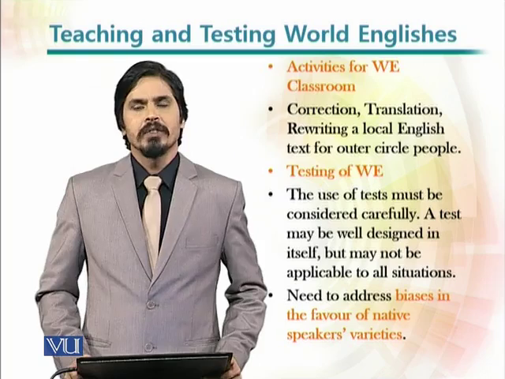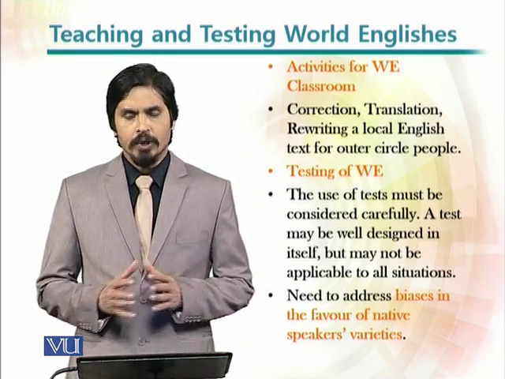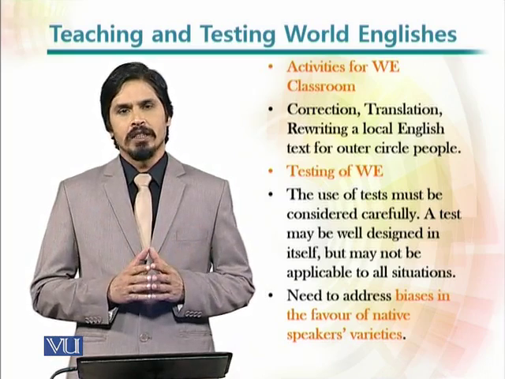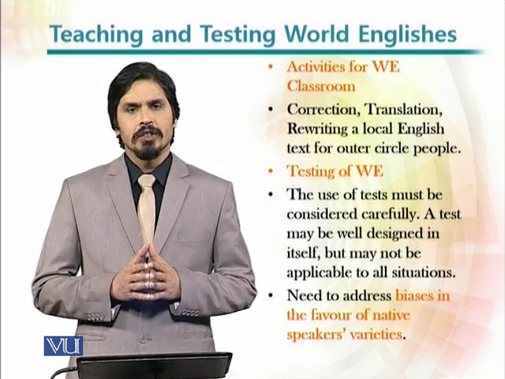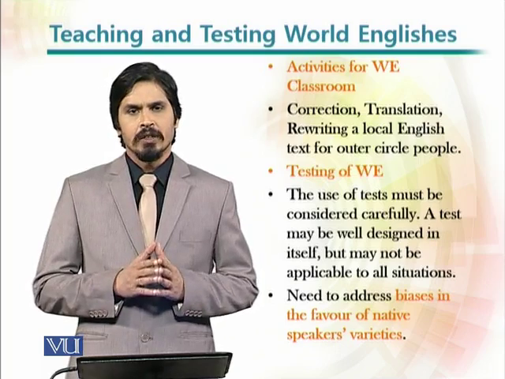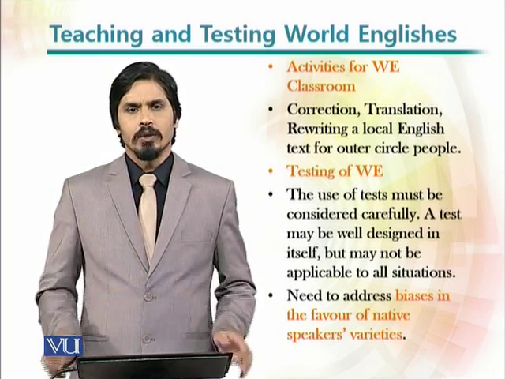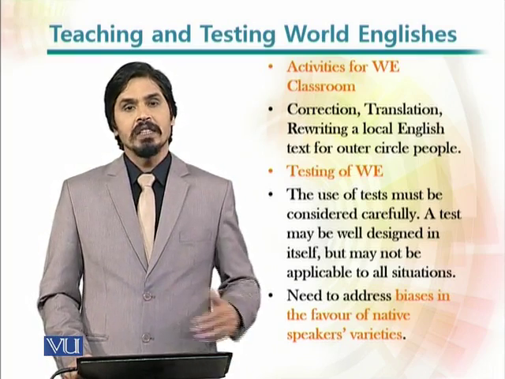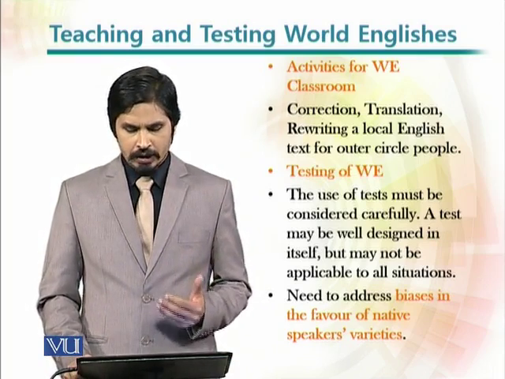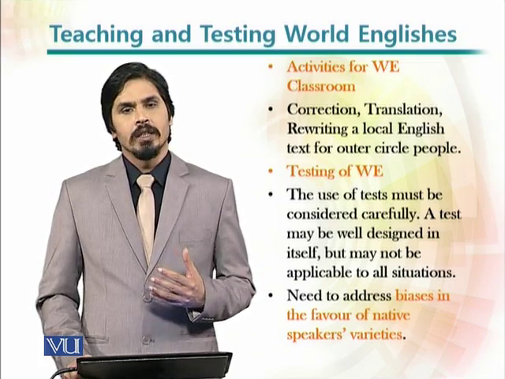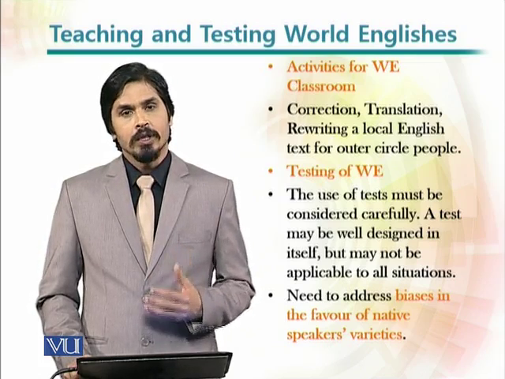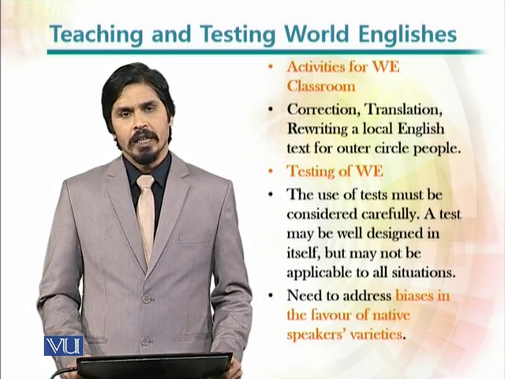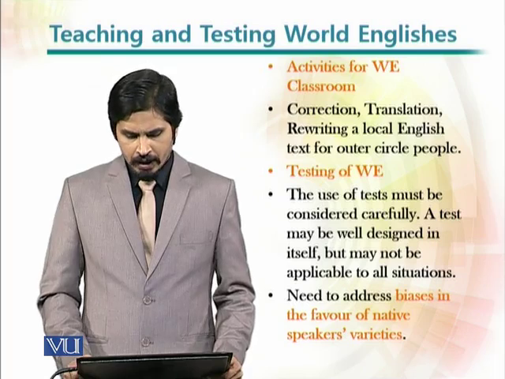There could be certain activities for a world Englishes classroom, for example, correction in comparison with inner circle varieties, then translation into inner circle varieties or back to outer circle or expanding circle varieties of English, then rewriting a local English script into an outer or inner circle variety can be interesting activities.